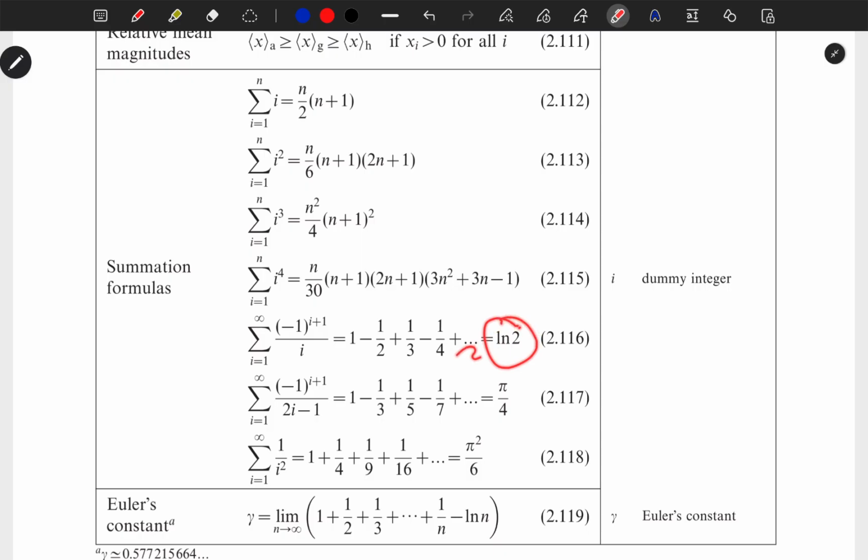ln 2: the value of ln 2 is 1 minus 1 by 2 plus 1 by 3 minus 1 by 4, like that. That is ln 2. So pi by 4 we have 1 minus 1 by 3 plus 1 by 5 minus 1 by 7, like that. Pi square by 6 we have 1 plus 1 by 2 square plus 1 by 3 square plus 1 by 4 square and so on. So it will be pi square by 6.